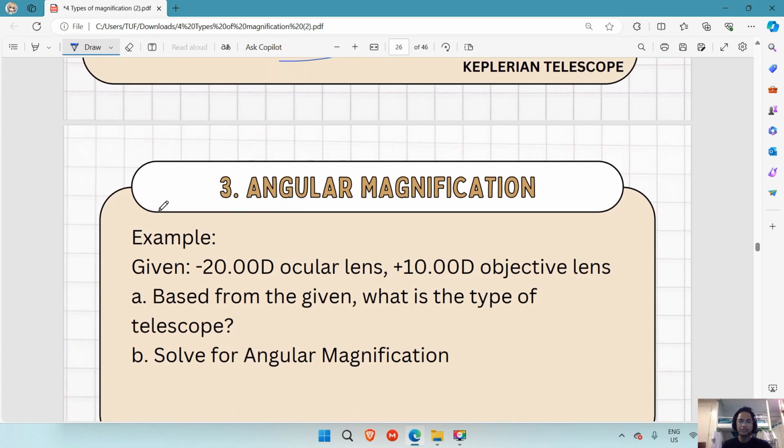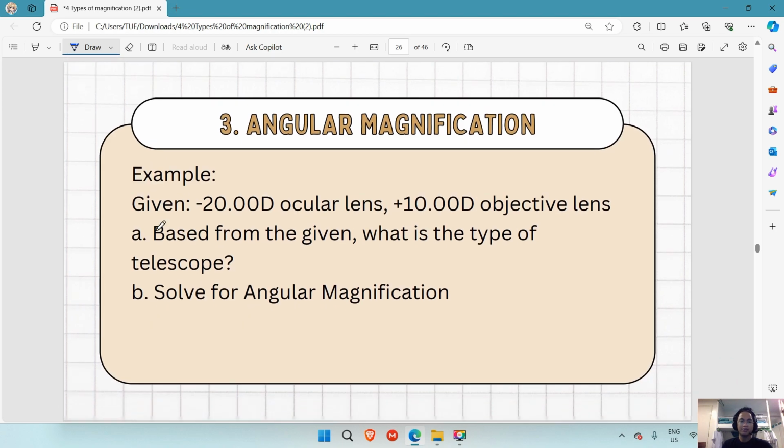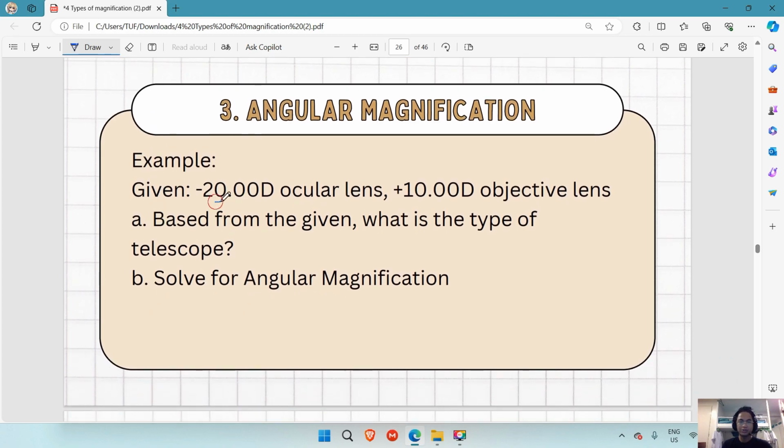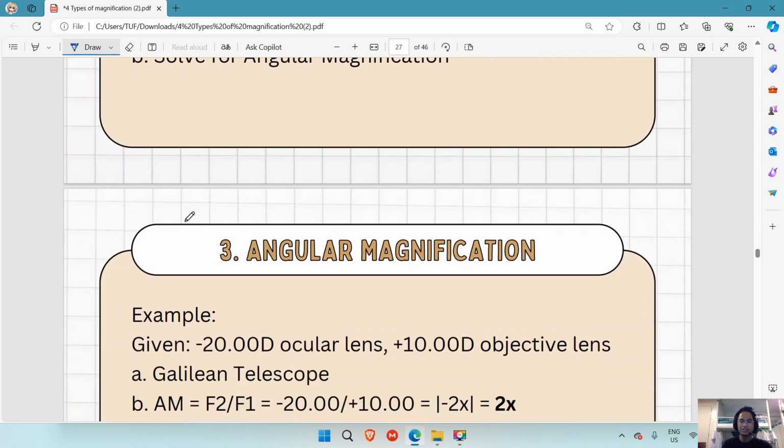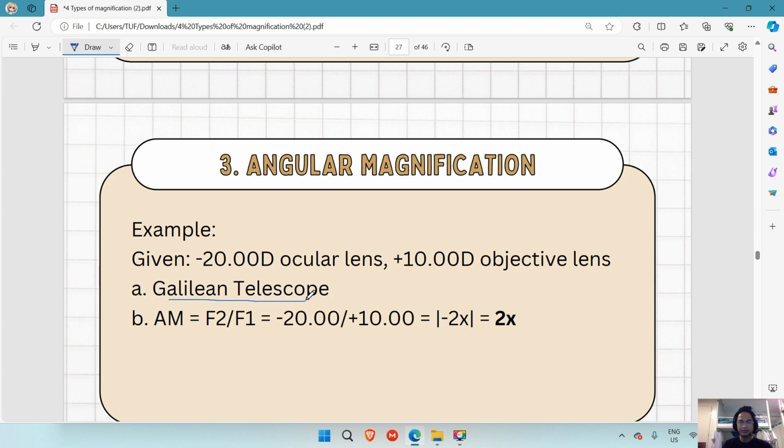So let's now proceed to the example of angular magnification. We have here an example given: a minus 20D ocular lens and a plus 10 objective lens. Based on the given, what is the type of telescope? Since our ocular lens is minus 20D, that is our Galilean telescope.